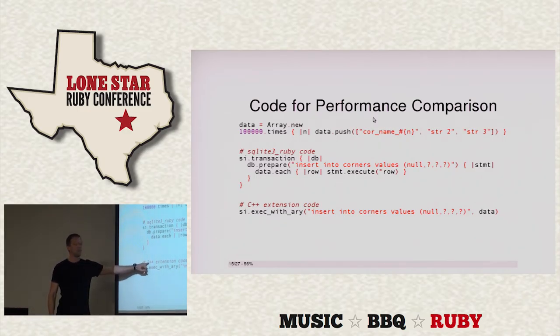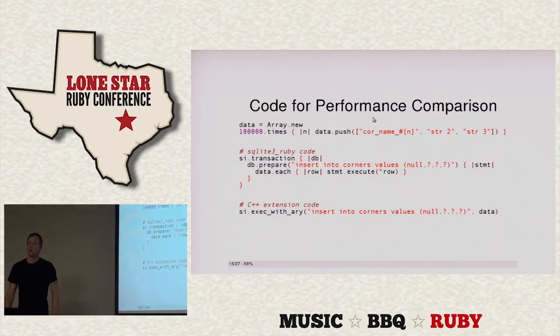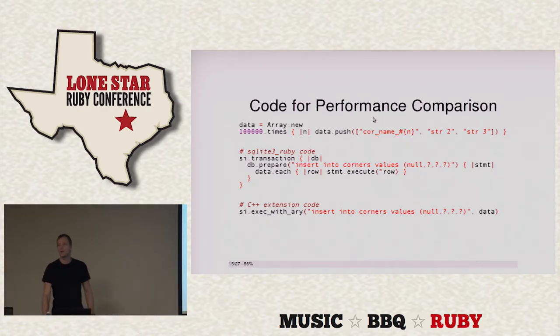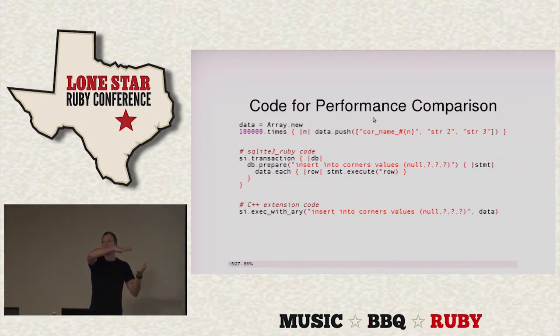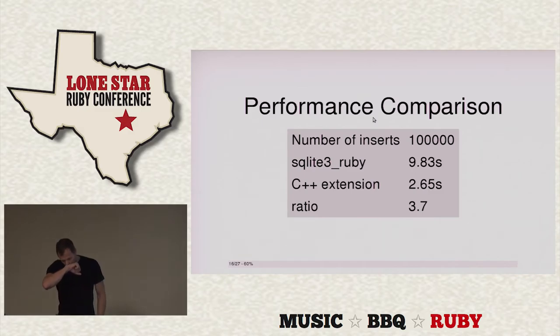And then here in the C++ extension, I just made a function where you give it the SQL code and you pass in the full array. So basically I moved that looping into C++, and that's all I did. And by doing that, the SQLite way took 9.8 seconds, and in C++ it took 2.6. So it was a 3.7x speedup, and all I did was move a loop into C++.